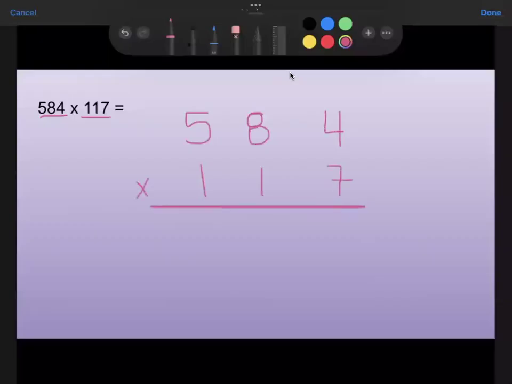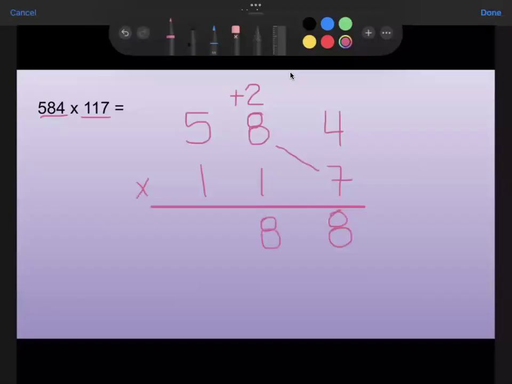Okay, so I'm going to start by multiplying everything in the top by the 7 that's in the ones place, but I'm going to start with the ones place and move my way the other way, just like you would if you were adding or subtracting. So 7 times 4 is 28, which means the 8 goes down here and the 2 gets regrouped. Then I would multiply 8 times 7, which is 56, and add the 2 here. So that would give me 58.